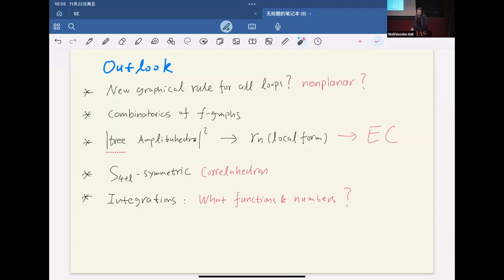And there are also questions about the correlahedron and integrations that are worth exploring. I'll just stop here. Thank you.